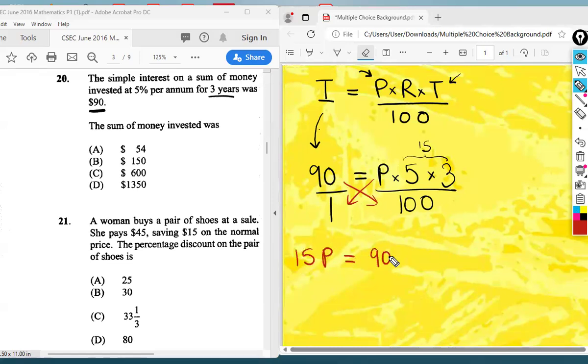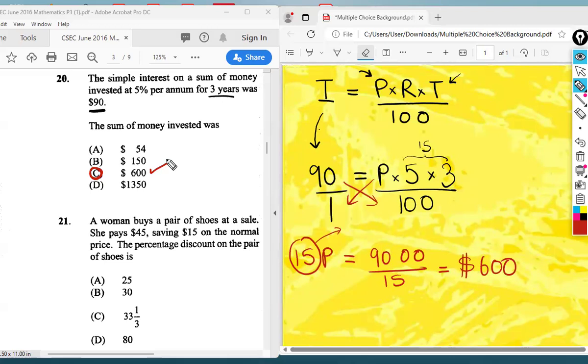90 by 100 is 9,000. Yeah, have it correct there. 15 is a multiply. Throw it across, you get a divide. Let's see what we get here. 9,000 divided by 15. I'm getting $600. The answer would definitely be C.